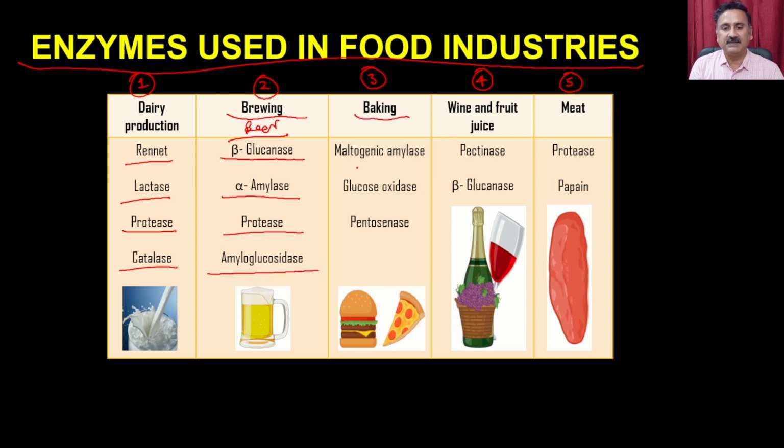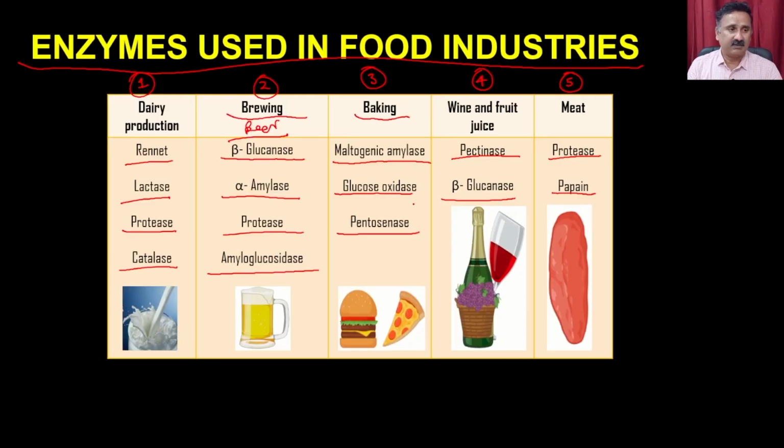Then the baking industry is going to use maltogenic amylase, glucose oxidase, and pentosanases. For the wine and fruit juice industry, you can use pectinase and beta-glucanase. And for the meat, you are going to use protease and peptidase. All of these enzymes have a specific role at a particular step to facilitate or make the product better so that it will be consumed by the customer.